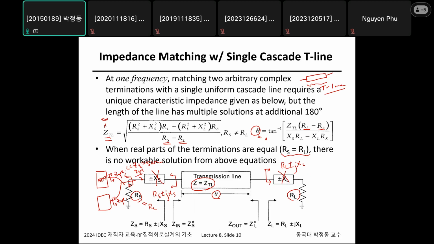Then you may use this cascade transmission line. Anyway, whenever you route between this and this, you need a certain length in connection, right? So you just choose proper G naught and proper zeta from this and this equation. Then you may just achieve this point as a middle part.